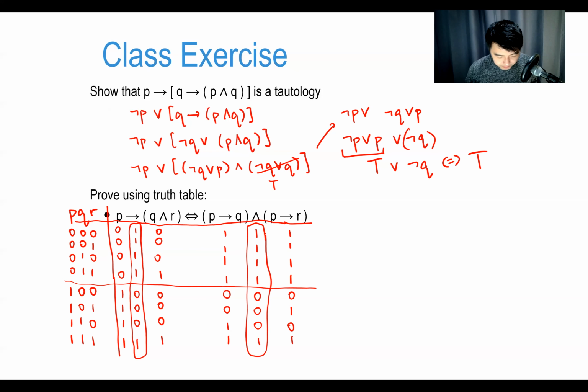Okay, so what I would invite you to do as another class exercise here is try to show that these two expressions are logically equal, but not using a truth table, but using algebra. Okay, so see if you can try to do this. Try to show that they are logically equal by using algebra instead of a truth table. Okay, so I'm going to stop the recording here and I will see you in the next video.